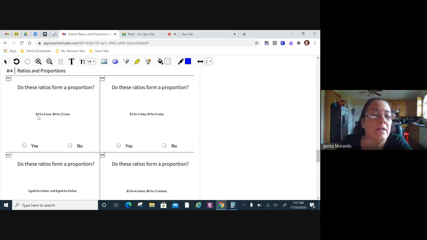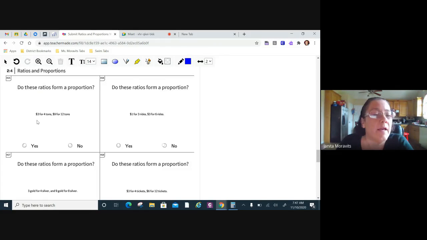So this would be the same as 3 over 4 and 9 over 12. So if you have 3 over 4 and then 9 over 12, you would be multiplying 3 times 12 and 4 times 9. Well, 3 times 12 is 36. 4 times 9 is 36. So those two numbers are the same.